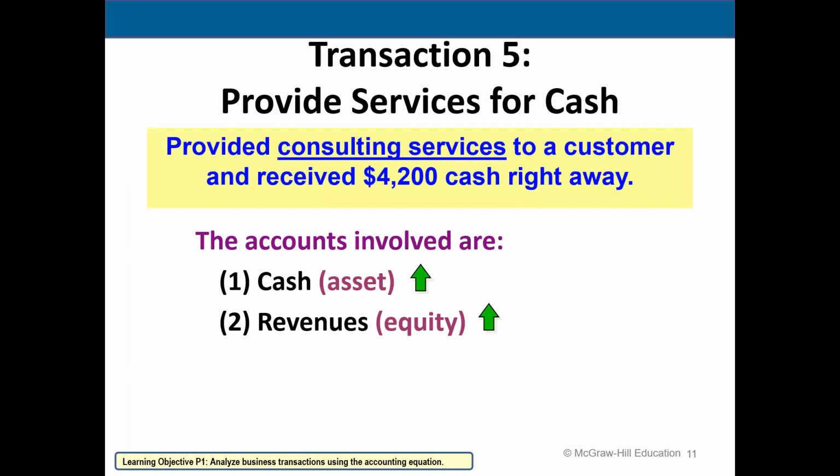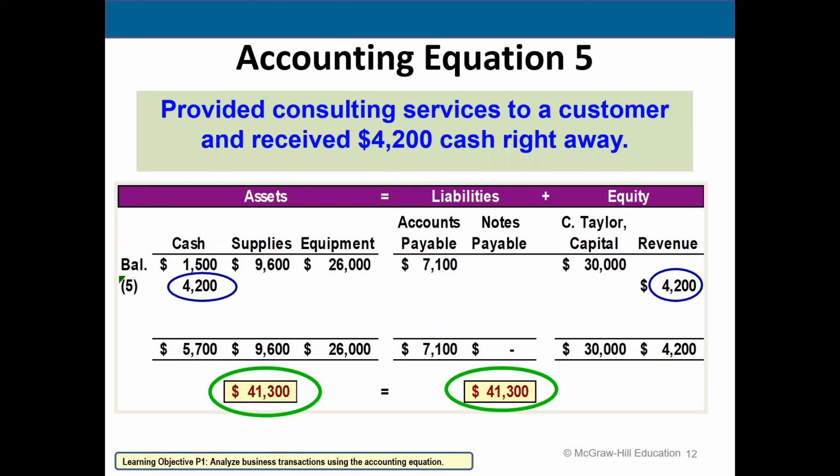All right, transaction 5, we provide services for cash. It looks like we receive $4,200 from a customer. So our cash is going to go up, and our revenue, which means money that we've earned, will also increase. Here we can see how that impacts our balances. Cash goes up by 4,200. Revenue goes up by 4,200, and we're all in balance.